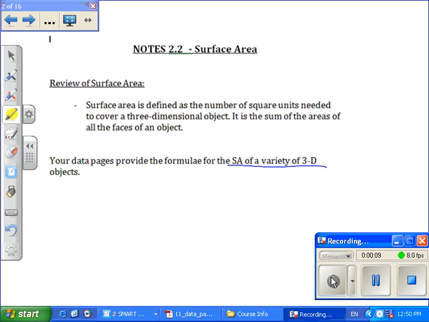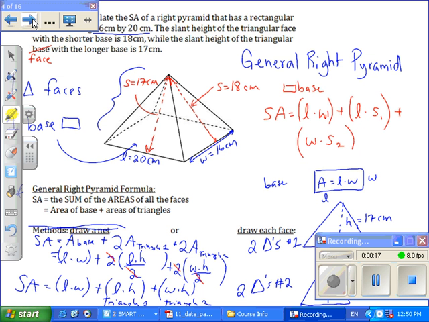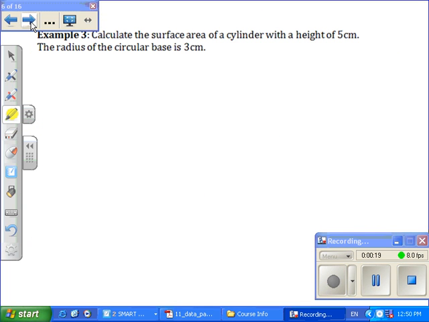So in class we started looking at surface area. We did the first 2 examples of our notes. So we are skipping ahead in our notes and we are looking at example 3. Okay, so we're in our notes, that is page 3 of your notes.